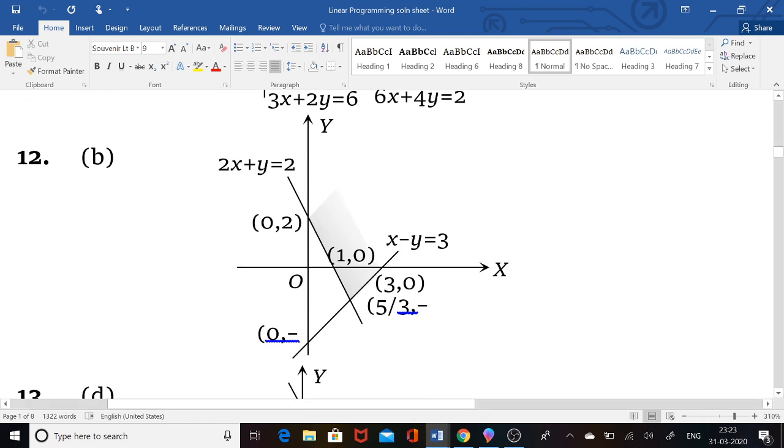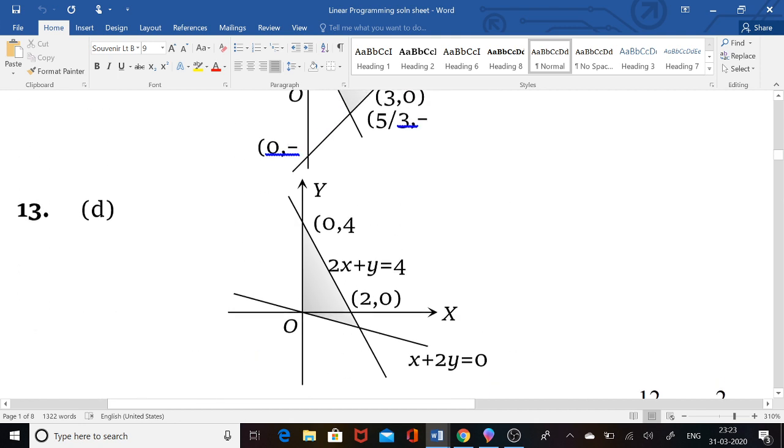The graph is going for 2x plus y equals 2. This graph is going like this, and x minus y equals 3. So this is the shaded part over here. So the answer is B for the 12th one.